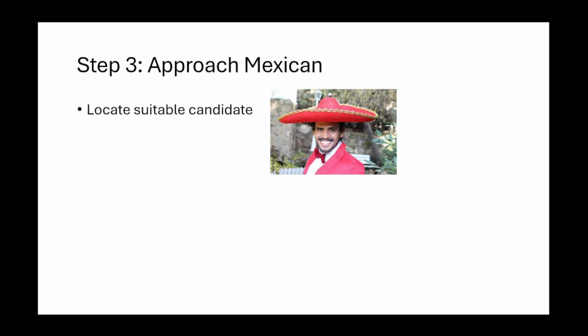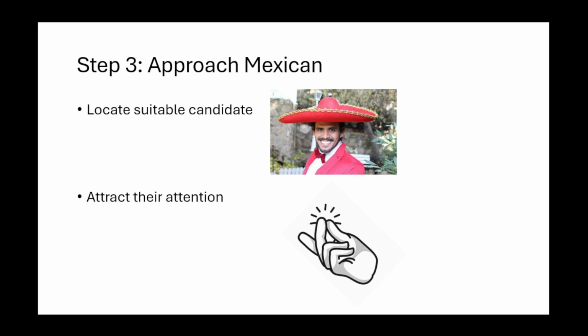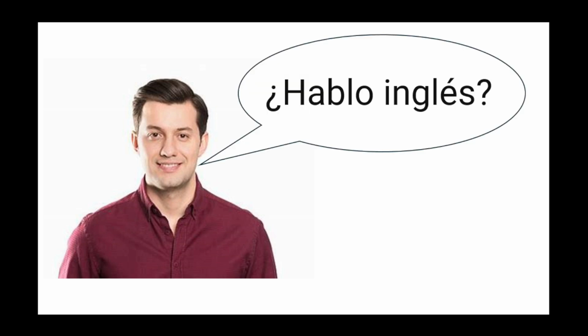So once you've found your candidate, you want to attract their attention. You want to make sure to do this in the most polite and dignified and well-mannered way possible. And then once you've done that, it's very simple, very easy. All you do, here's you, and then you go up to them and you just say this. Very easy, very simple. Immediately, you speak in Mexican to them. All you do is this. Hablo inglés. And then once you've said that, job's a good one. You've spoken Mexican to a Mexican.